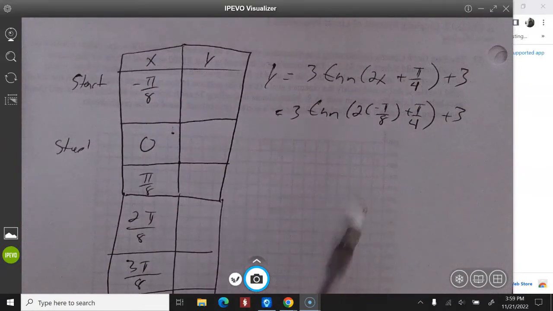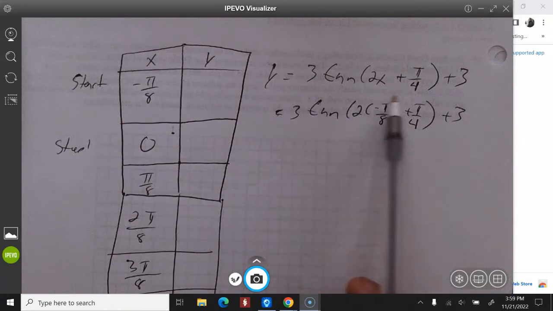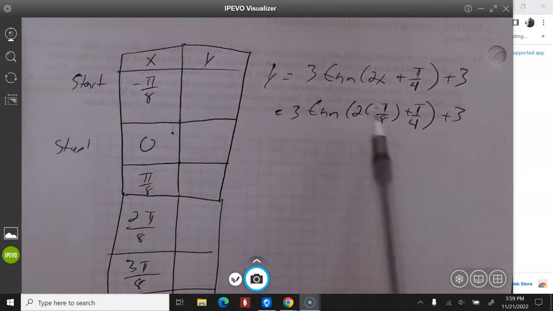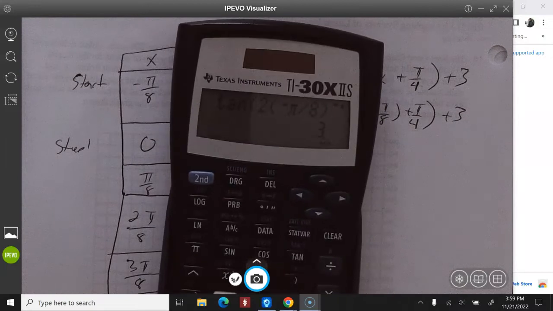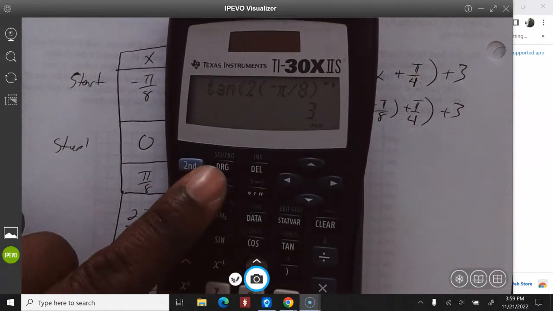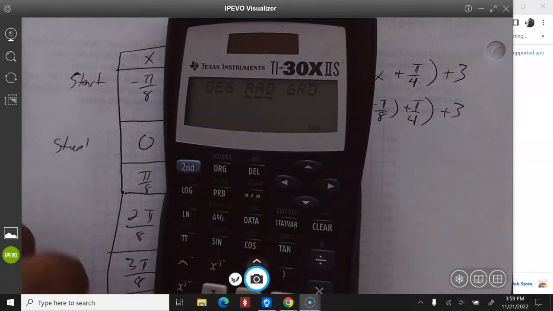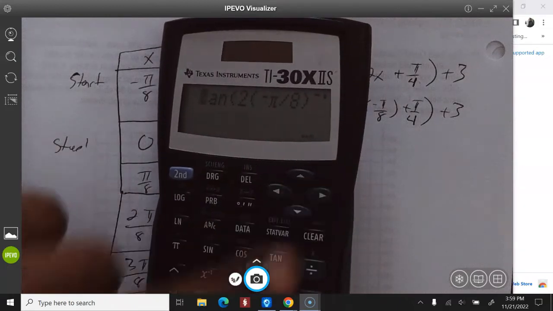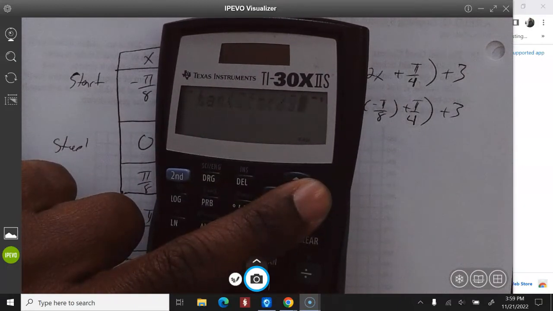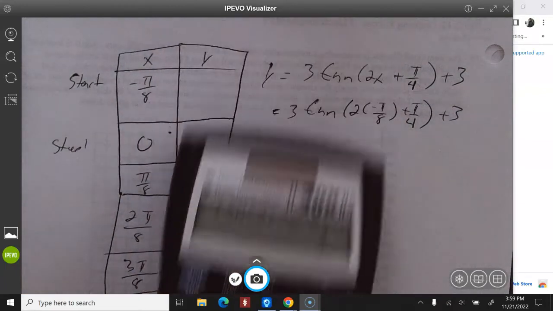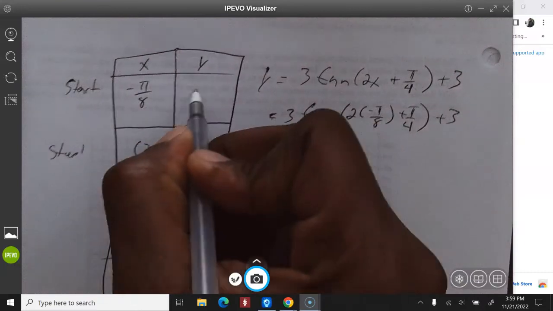I wrote the equation that we began with. My first thing I want to do is plug in negative pi over 8 to get the output. So I took out my calculator and typed it in. Depending on the calculator you have, you've got to put it in radians mode. Mine is pretty easy to put in radians mode, but you might have to put yours in radians mode. Then type it all in, all the way to the 3 at the very end. You should get the first output is 3. So here the first output is 3.